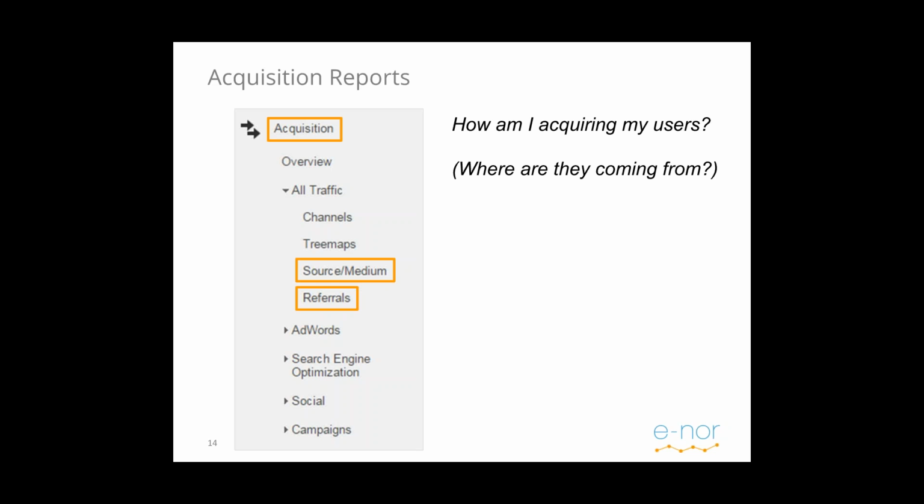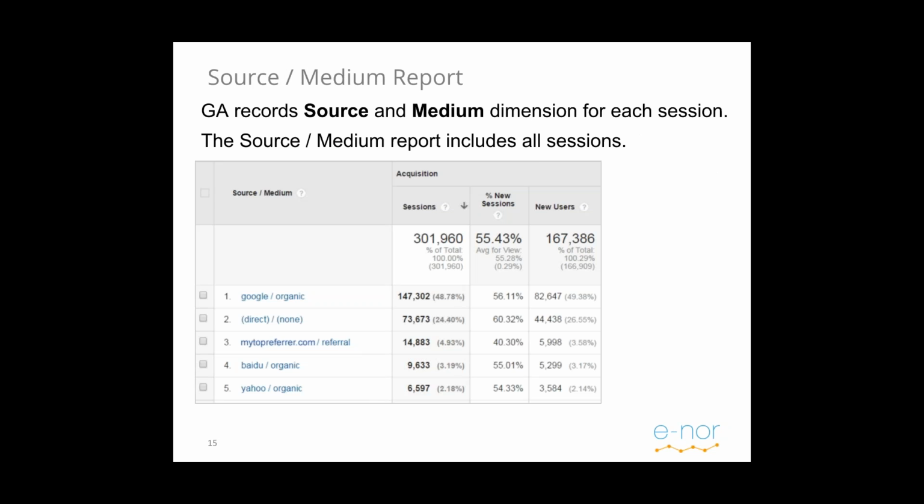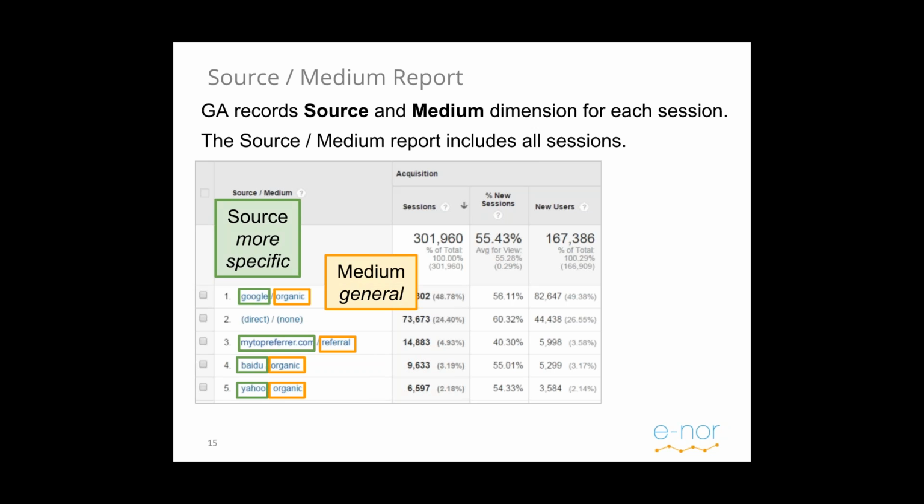Source medium report, referrals report, we're going to take a look at those two reports to begin with. Okay, what are source and medium? Well, for all traffic, all visitors, Google Analytics records a source value and a medium value. And source is a little bit more specific way to describe where the traffic is coming from, and medium is somewhat more general. So we see here we have organic. We have three organics because medium is a more general way to describe the traffic, and organic is one of the default mediums. Referral is another default medium.